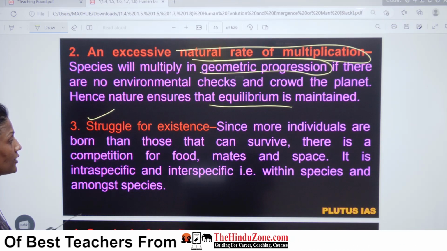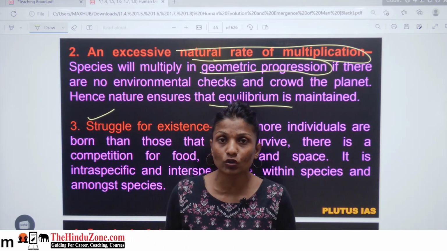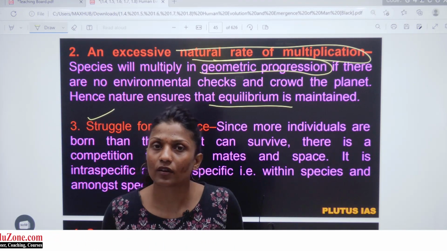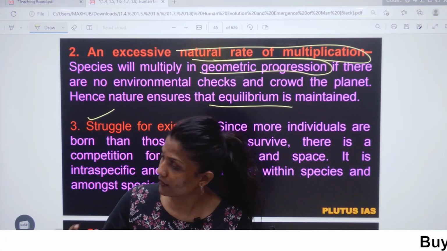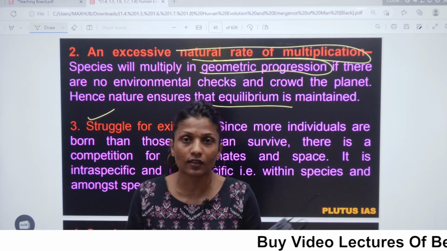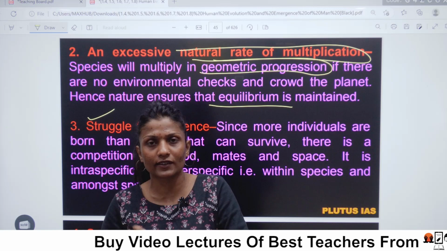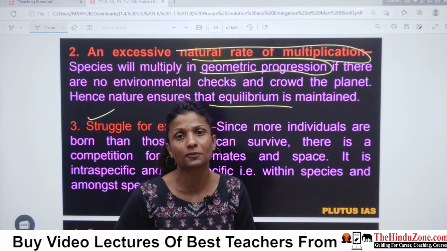He says that because we have many individuals and limited food, how can one survive? So those who can fight, those who can struggle, will survive. And this is a theory, in fact, I said survival of the fittest is a theory which was given by Herbert Spencer.